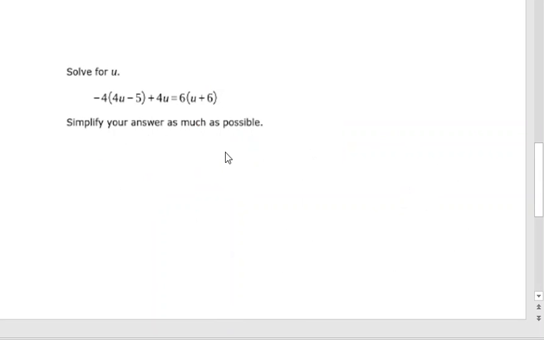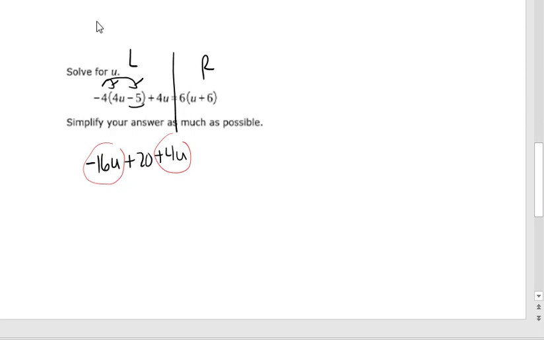Okay, for the next one, we're going to do the same thing. We are going to take our right side and our left side, and we're going to simplify both of them by distributing and then combining like terms. So I'm going to distribute the negative 4 first. That becomes negative 16u. Negative 4 times a negative 5 is a positive 20. And then we still have plus a 4u. And now I can combine these two like terms, the negative 16u and the positive 4u. That becomes a negative 12u plus 20.